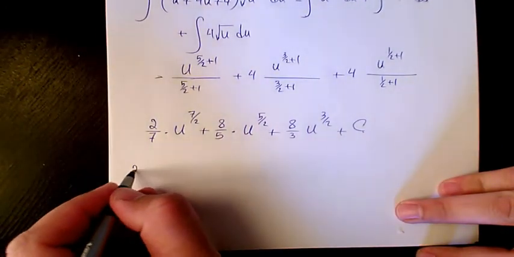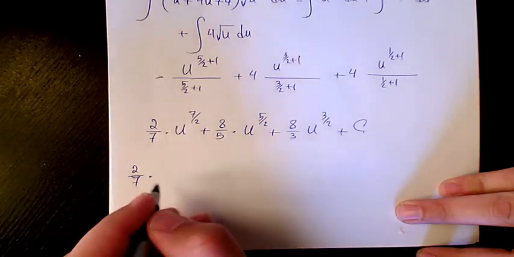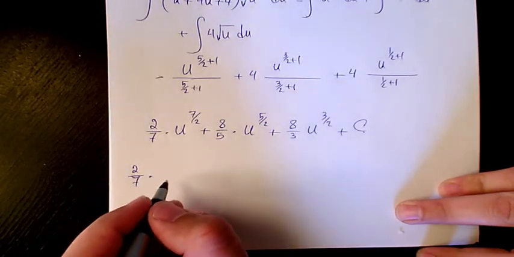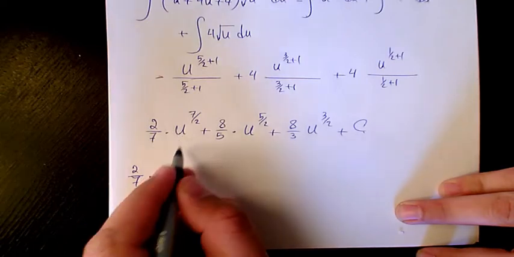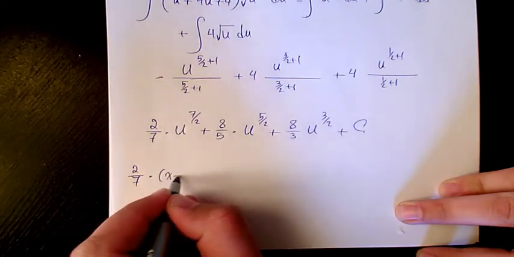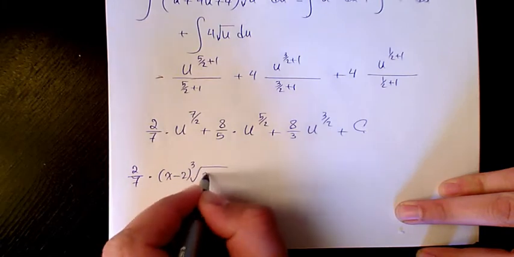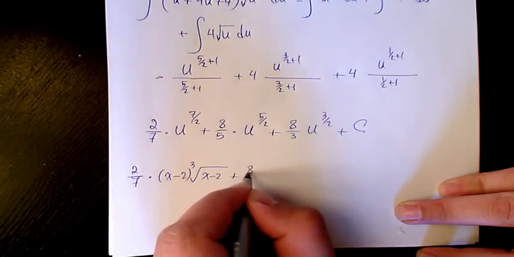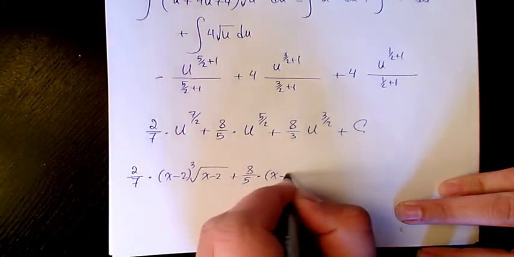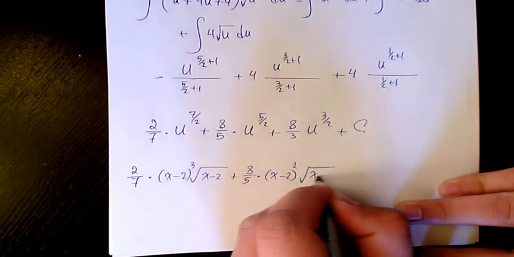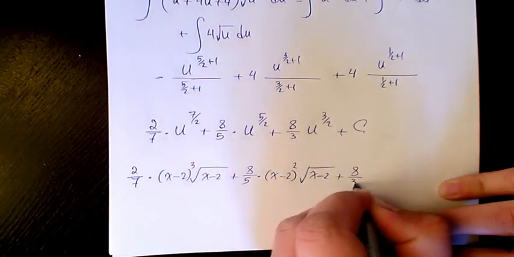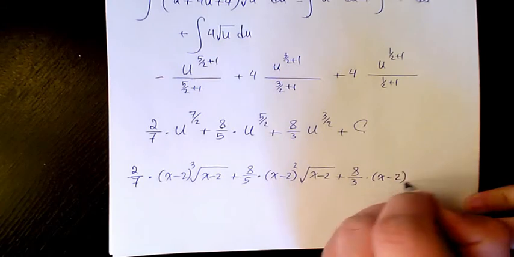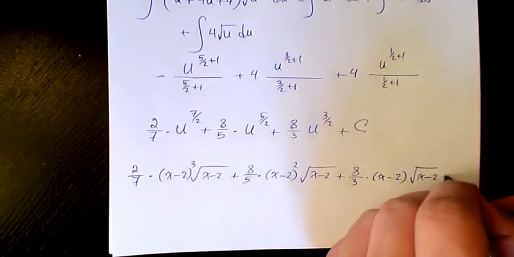So we have 2 over 7, and we have u is x minus 2, so x minus 2 to the power of 3 root x minus 2, plus 8 over 5 (x minus 2) to the power of 2 root x minus 2, plus 8 over 3 (x minus 2) root x minus 2 plus c.